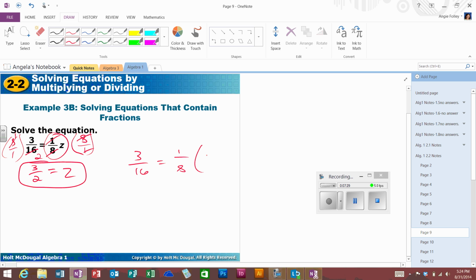1/8 times 3/2. 3 times 1 is 3. 8 times 2 is 16. We are good to go.